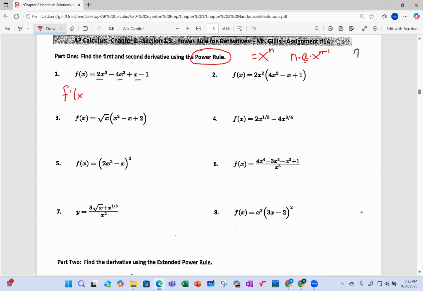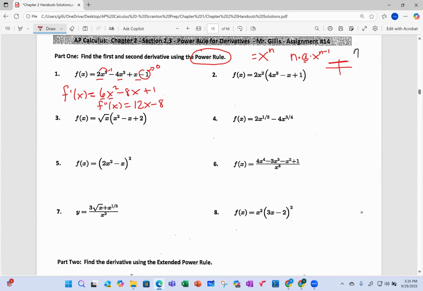So f prime of x would be 6x squared minus 8x plus 1. The second derivative, the derivative of the first, would be 12x minus 8. Again, 3 times 2 is 6. Repeat the x, decrease the power by 1. The derivative of any constant is 0, and the reason is that the slope of a constant line, which is straight across, horizontal, is 0.